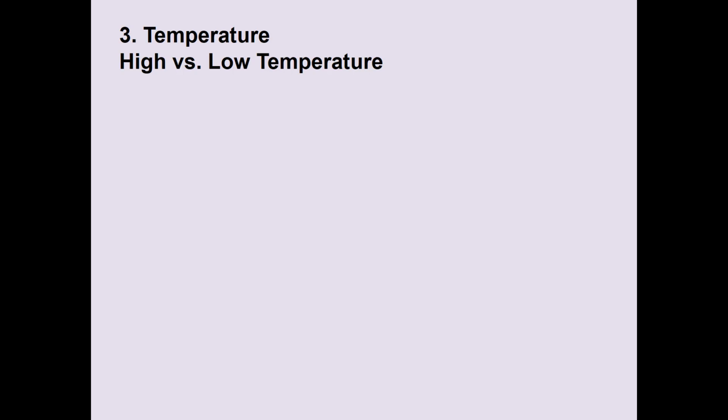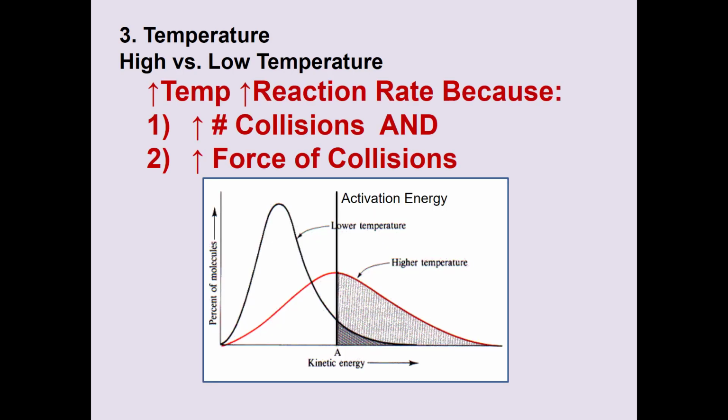Temperature, high temperature versus low temperature. At a high temperature, the molecules are going to be moving faster and they're going to hit each other harder. And so I'm going to have an increased reaction rate with the temperature being high. Temperature is one of those things that has 2 reasons why it makes the reaction rate faster. And again, it's because of the number of collisions and the force of collisions.